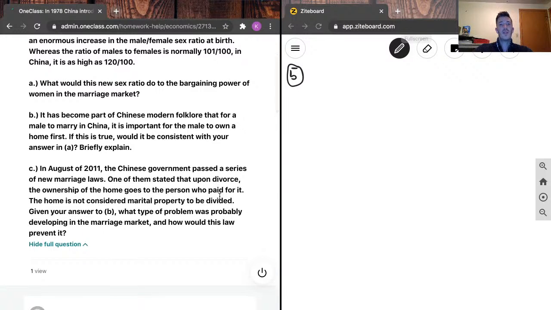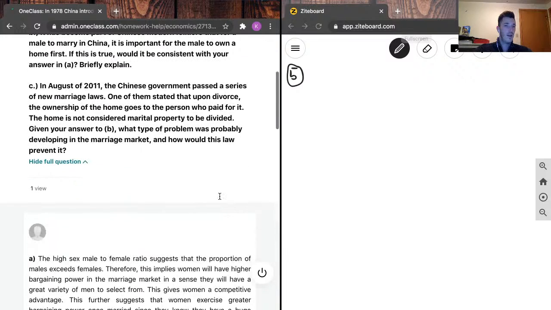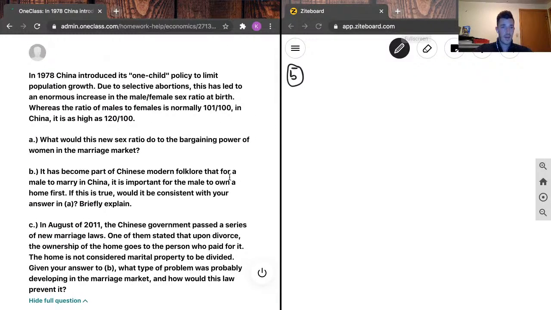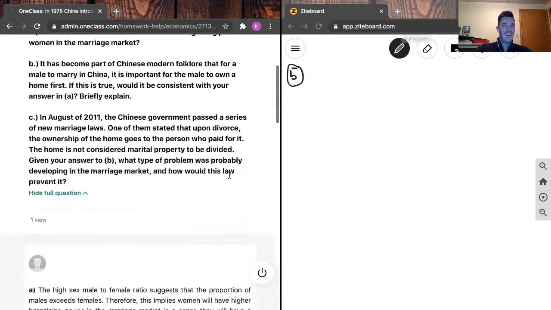Question A, what would this new sex ratio do to the bargaining power of women in the marriage market? B, it has become part of Chinese modern folklore that for a male to marry in China, it is important for the male to own a home first. If this is true, would it be consistent with your answer in A, briefly explain? And C, in August 2011, the Chinese government passed a series of new marriage laws. One of them stated that upon divorce, the ownership of the home goes to the person who paid for it. The home is not considered marital property to be divided. Given your answer to B, what type of problem is potentially developing in the marriage market, and how would this law prevent it? I've never thought of marriage this way, so this is going to be an interesting question.